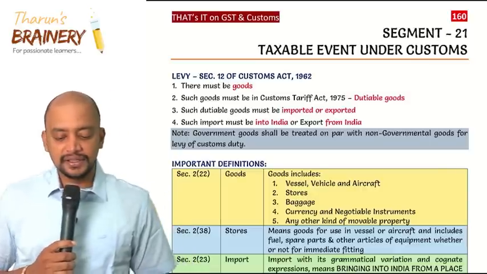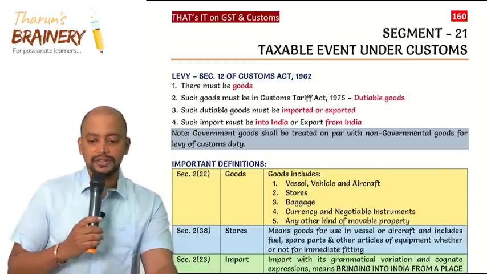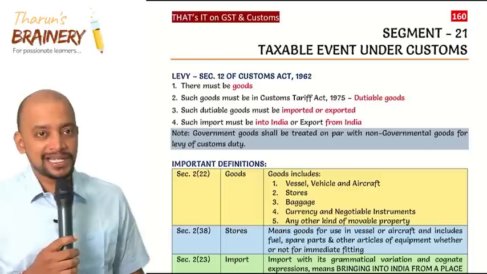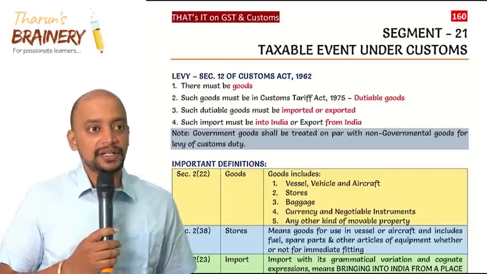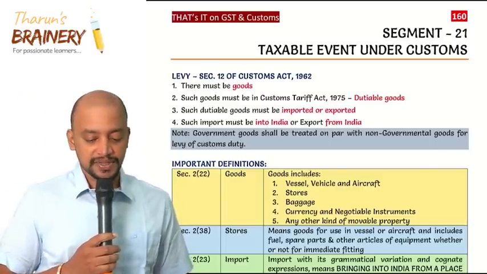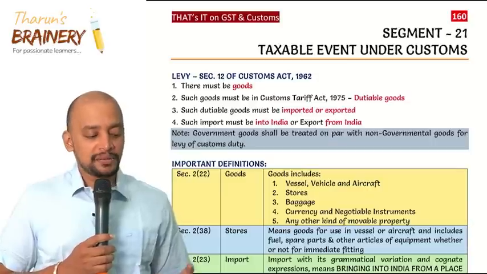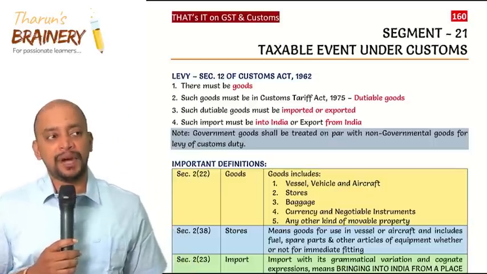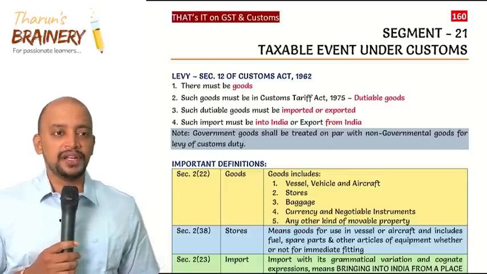We are starting with the customs portion. Look into page number 160, segment 21, taxable event under customs. So this customs portion is for 20 marks and FTP 4 to 5 marks.